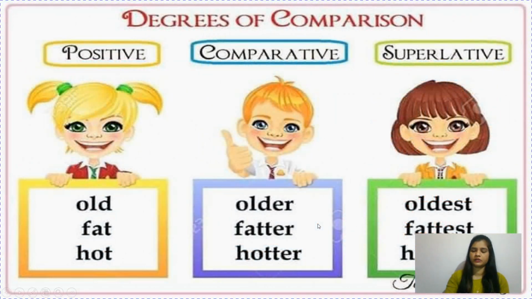Let's see next. Now children, we will see the examples. Degrees of comparison. First is positive, comparative and superlative. Let's see examples one by one.